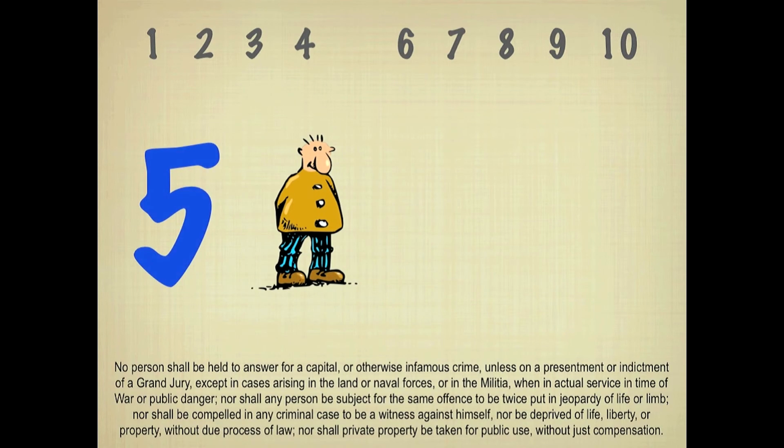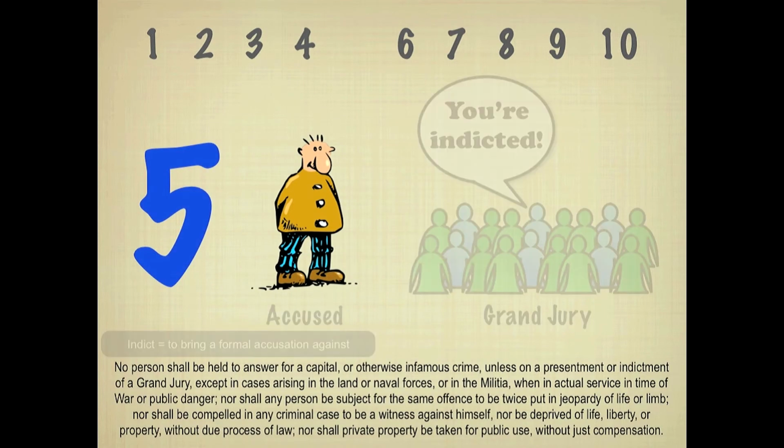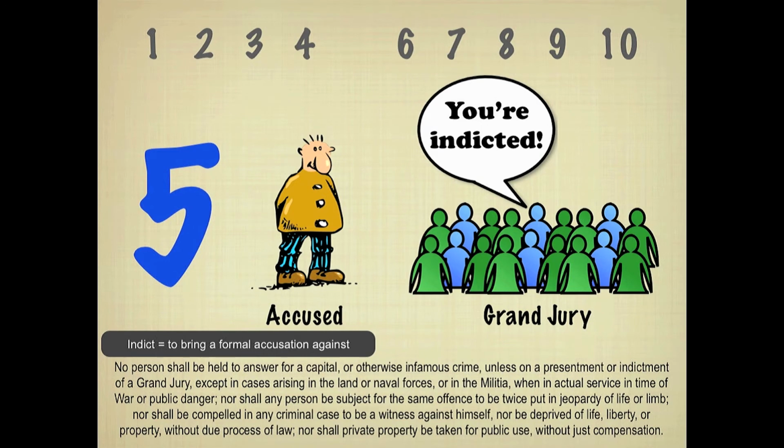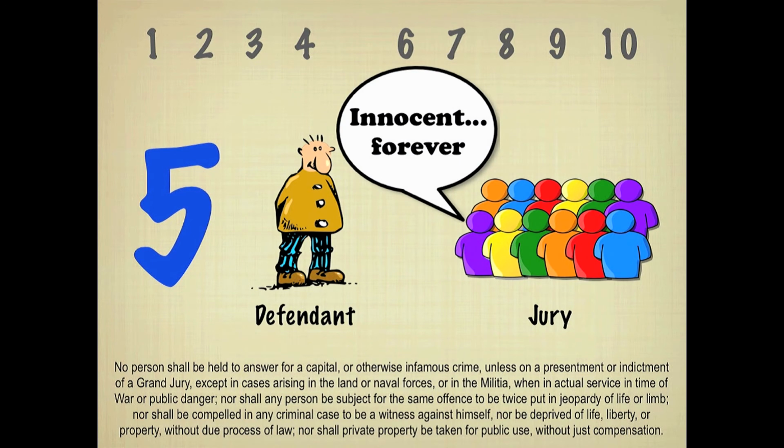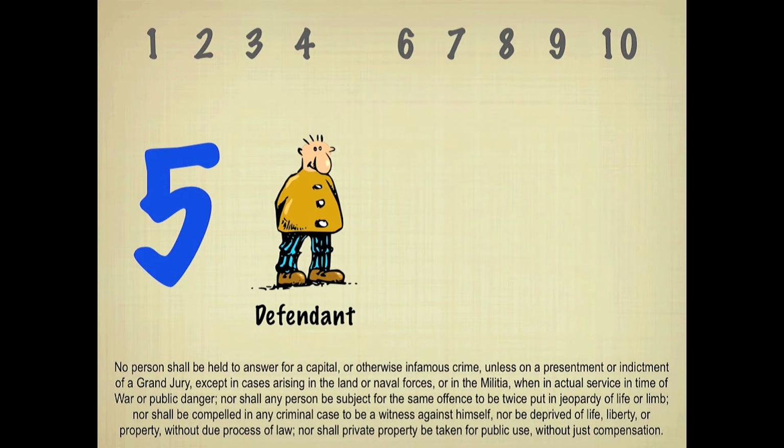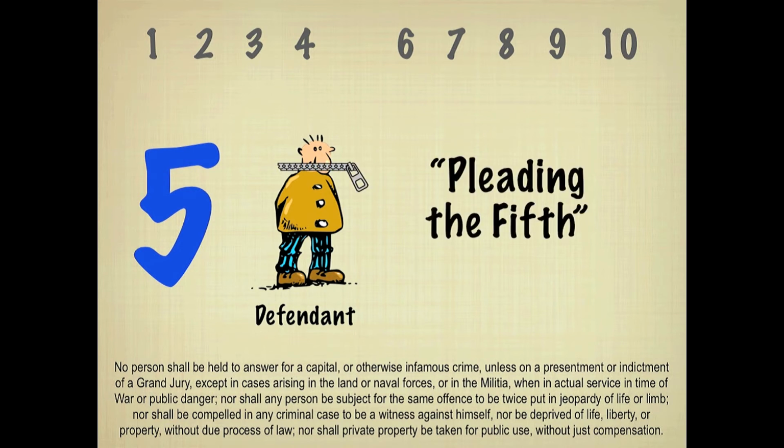The Fifth Amendment gives 5 rights. It says people accused of federal crimes must be indicted by a grand jury. It protects against double jeopardy, meaning that once a person is found innocent of a crime, he or she cannot be put on trial again for the same crime. The Fifth Amendment says that a person has the right to remain silent when asked if he or she has committed a crime. This is referred to as pleading the Fifth.